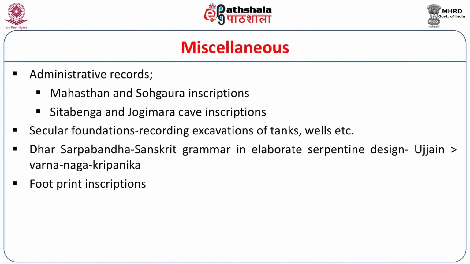Then we can also have several footprint inscriptions, mainly the Buddha Padas. As I mentioned about the Sitabenga and the Jogimara inscription, the Jogimara inscription basically mentions a Devadasi, that is Sutanuka. And the Sitabenga inscription was previously thought to be a love poetry, but now it is taken as the finishing of the cave and handing over of the cave, which has been documented. So these two, the Sitabenga and the Jogimara inscriptions, are Mauryan records.